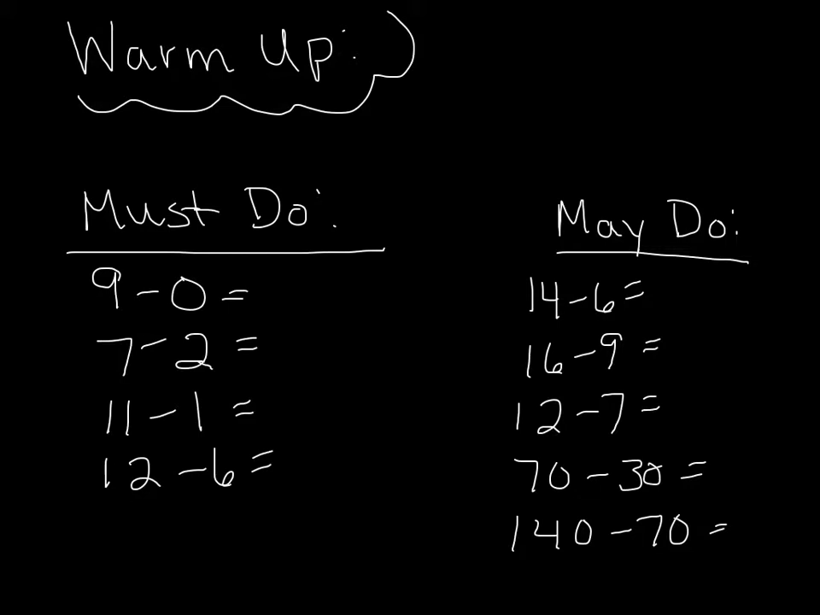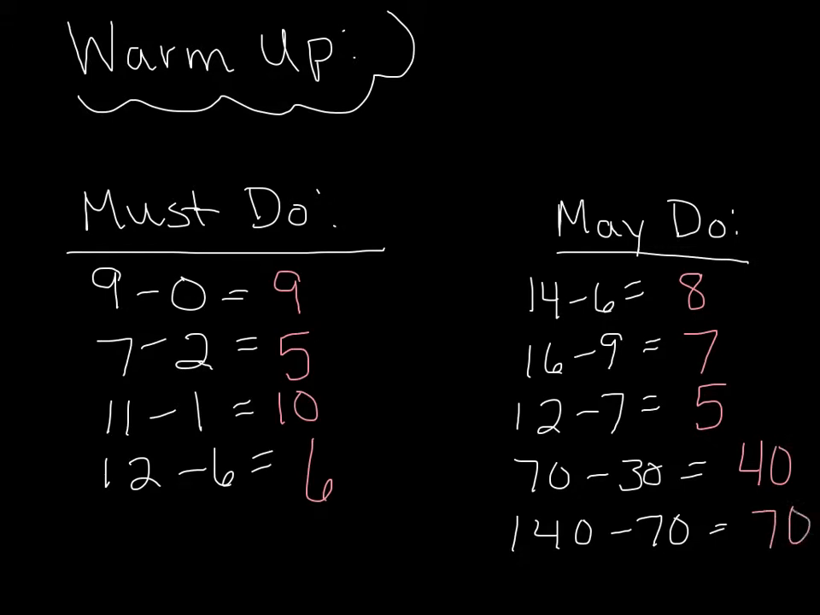Let's check and see how we did. I will say the problem, you say the answer. 9 minus 0 equals, 7 minus 2 equals, 11 minus 1 equals, 12 minus 6 equals, 14 minus 6 equals, 16 minus 9 equals, 12 minus 7 equals, 70 minus 30 equals, and 140 minus 70 equals.